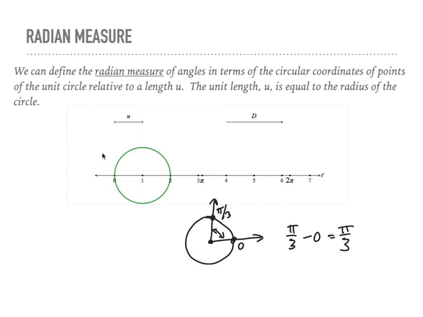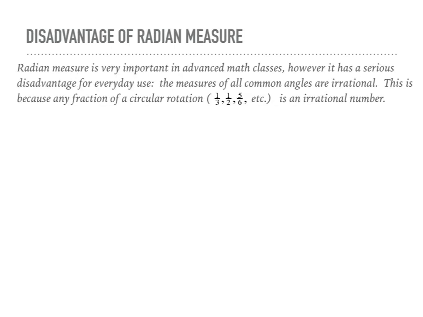So as we define an angle measure in terms of a circle, we have that vertex on the center of the circle, and then we simply subtract the coordinates of the circle that we found by rolling that circle along a number line. So radian measure is very important in advanced math, as I had said earlier. However, it does have some disadvantages for everyday use. So the measure of all common angles are irrational because any fraction of a circular orientation is an irrational number.